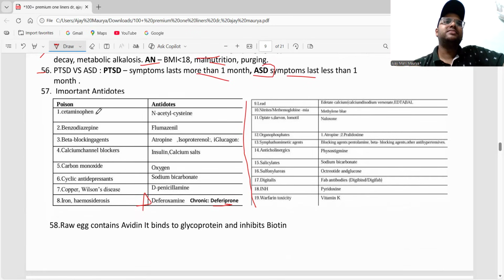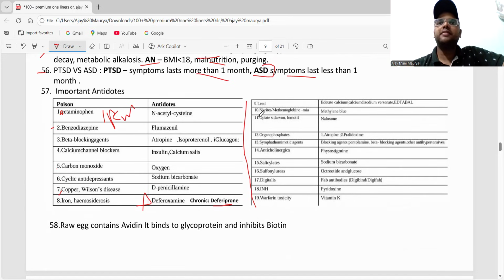Now, acetaminophen. This is the acetaminophen, also called PCM. Next, this is important.